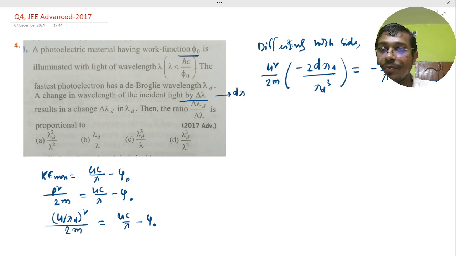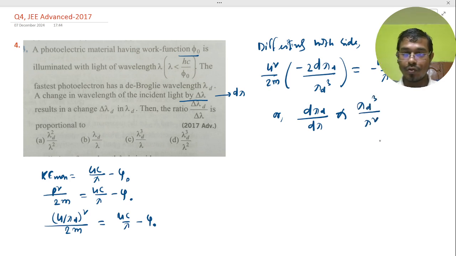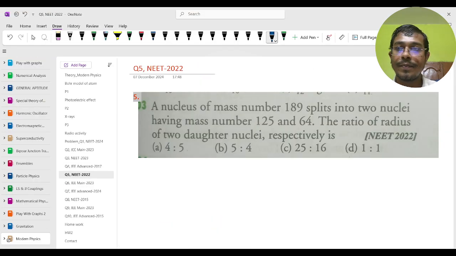You just differentiate both sides, and the d lambda d by d lambda is proportional to lambda d cube by lambda square. So you get the result lambda d cube by lambda square. So lambda d cube by lambda square, D, would be our correct answer. Go ahead, our fifth one.